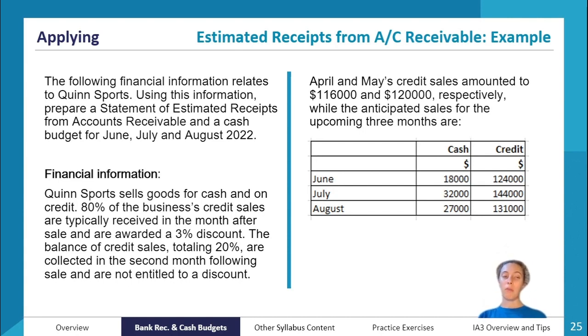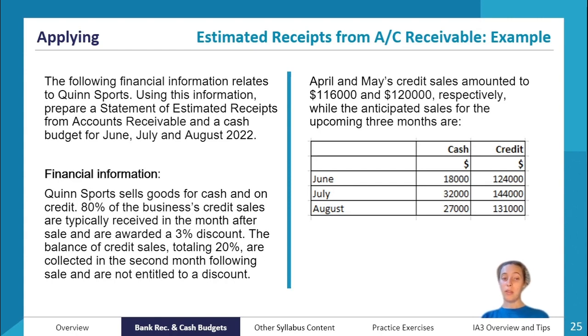So this is in relation to Quinn Sports. So using the information we've been given, we need to prepare a statement of estimated receipts from accounts receivable and a cash budget for June, July, and August 2022. So remember, they go hand in hand. The statement of estimated receipts from accounts receivable is attached to that cash budget. So the financial information we've been given. We have been told that Quinn Sports sells goods for cash and on credit.